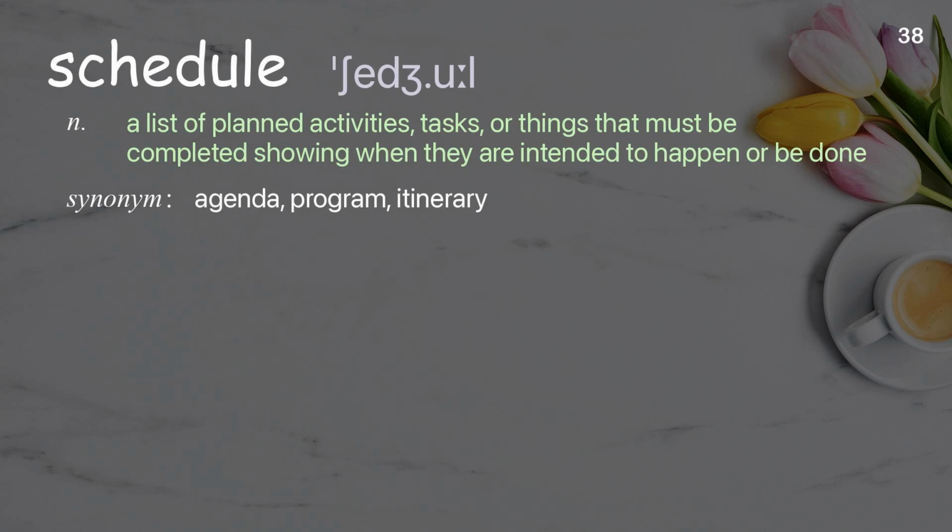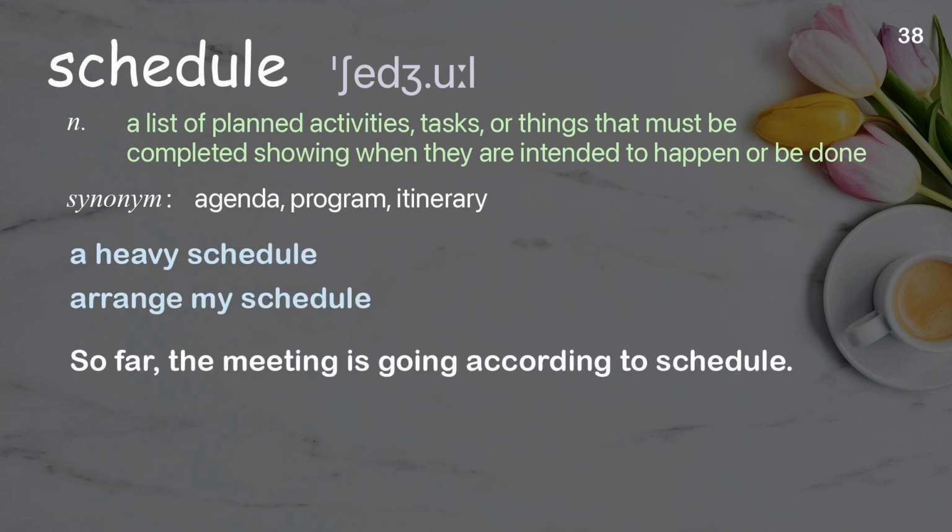Schedule. A list of planned activities, tasks, or things that must be completed showing when they are intended to happen or be done. Examples: A heavy schedule. Arrange my schedule. So far, the meeting is going according to schedule.